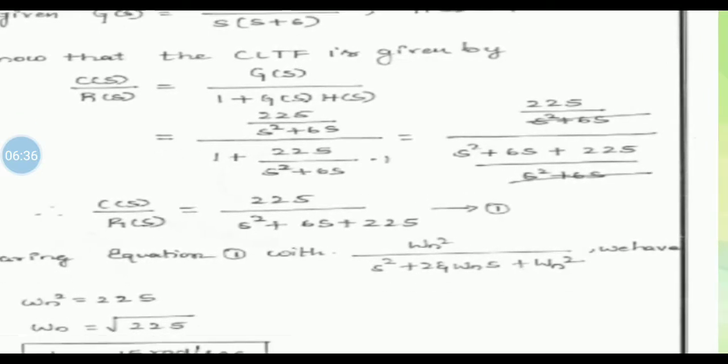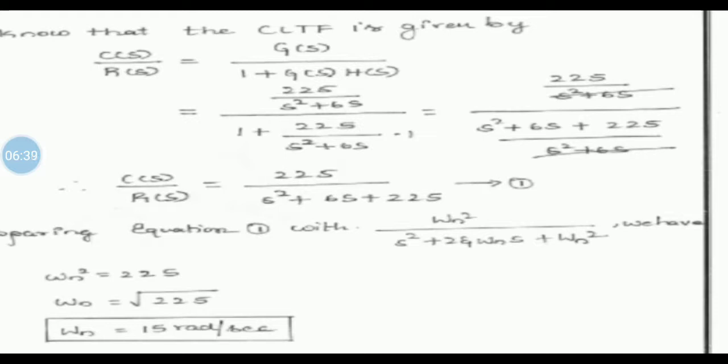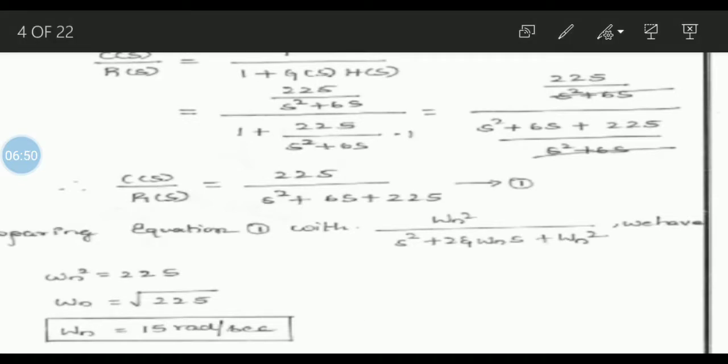So comparing equation 1 with omega n square by s square plus 2 damping ratio omega n s plus omega n square, we have omega n square. So this is omega n square, 225. So omega n is root of 225. Due to that we'll get omega n as 15 radians per second.